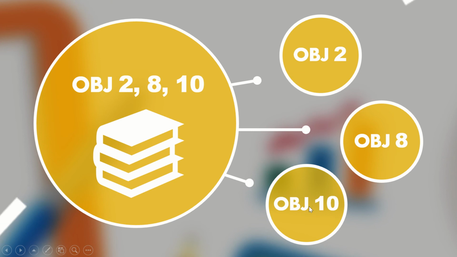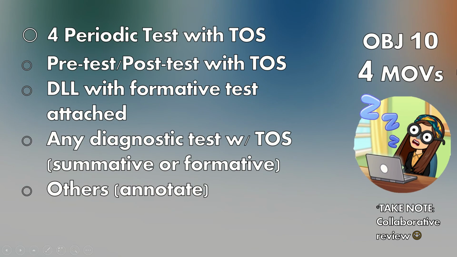And then, for objective number 10, 4 MOVs din po ang hinihingi sa atin. Take note, this is a collaborative review. So, for example po, you have 4 periodic tests with TOS from quarter 1 to quarter 4. So, pwede na po yun, 4 na periodic test. Or kung hindi naman naka-4, we can make use of the pre-test and the post-test with TOS or DLL with formative test attached. So, lahat naman po yun from letter A to letter J, yun po ay formative test.